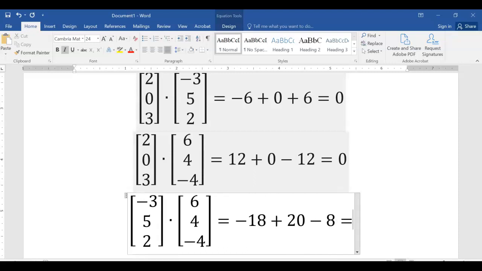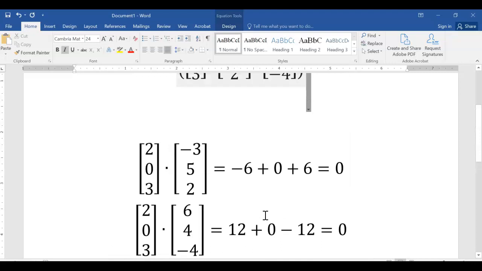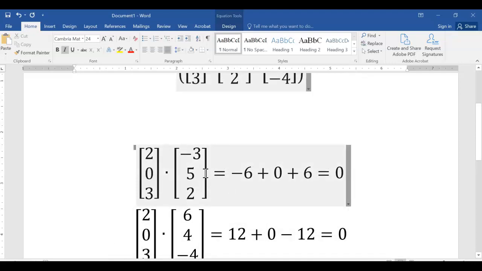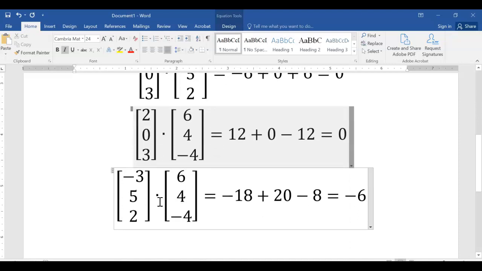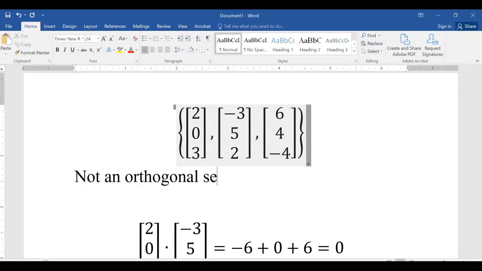And vectors 2 and 3, I'm going to get -18 plus 20 minus 8. Oh, that doesn't work out. That gives me a -6. So while vectors 1 and 2 are orthogonal and vectors 1 and 3 are orthogonal, vectors 2 and 3 are not orthogonal. And therefore, this set is not an orthogonal set.